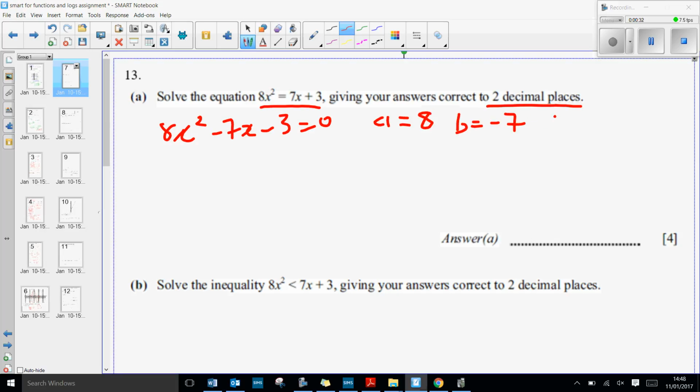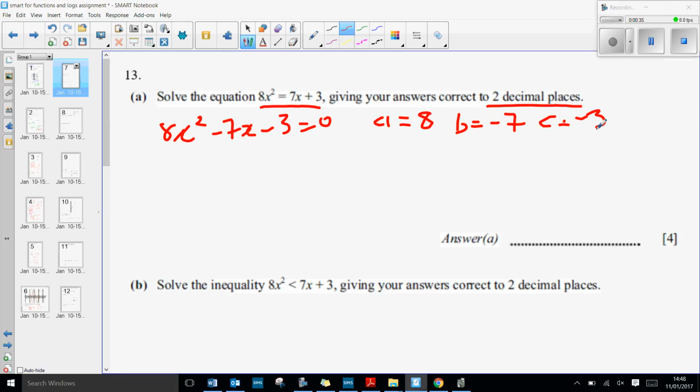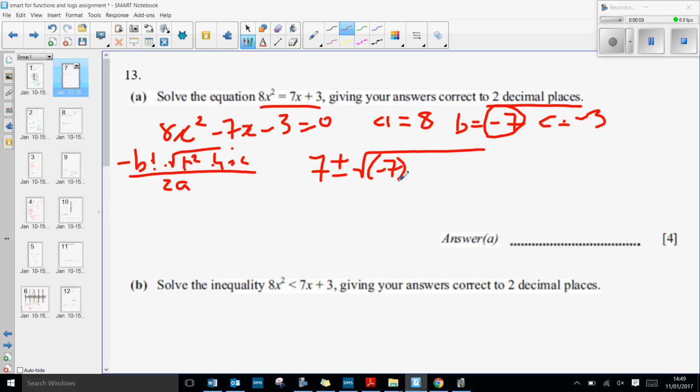First option here is to make sure that you're showing your working, and then you can put it into the calculator. So we're using the formula minus b plus or minus the square root of b squared minus 4ac over 2a. We know that it's positive 7, because remember it's negative b, so that makes it positive, plus or minus the square root of -7 squared minus 4 times 8 times -3 over 2 times 8. Now that's enough to show your working. You can then stick those values into the calculator using Polysmart.